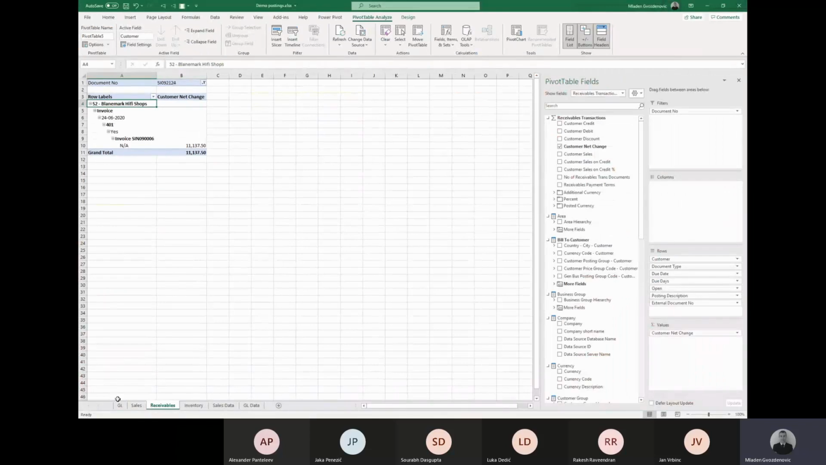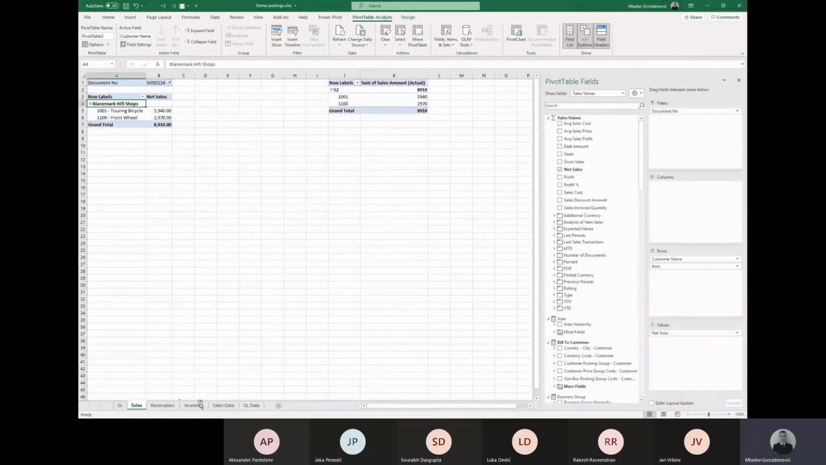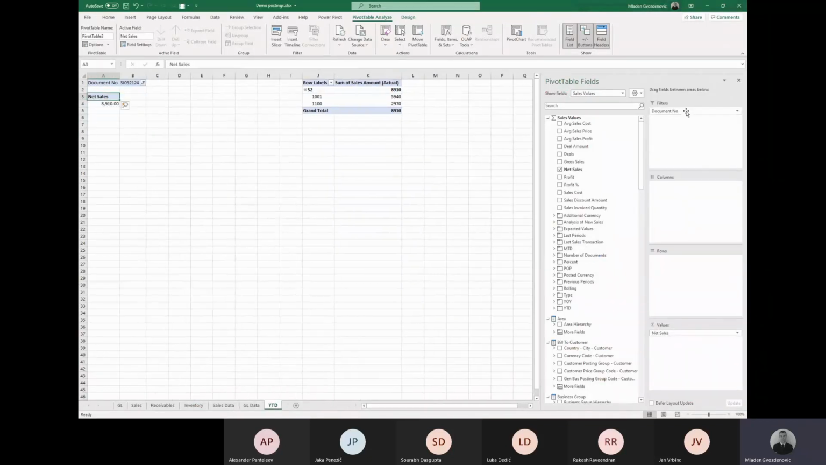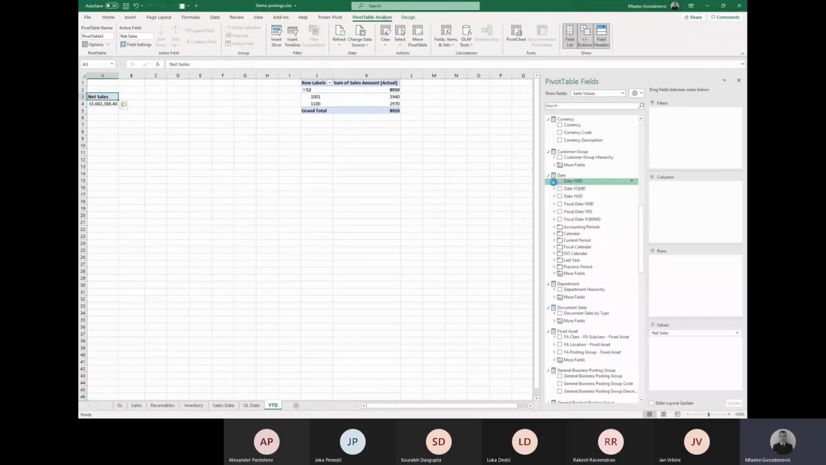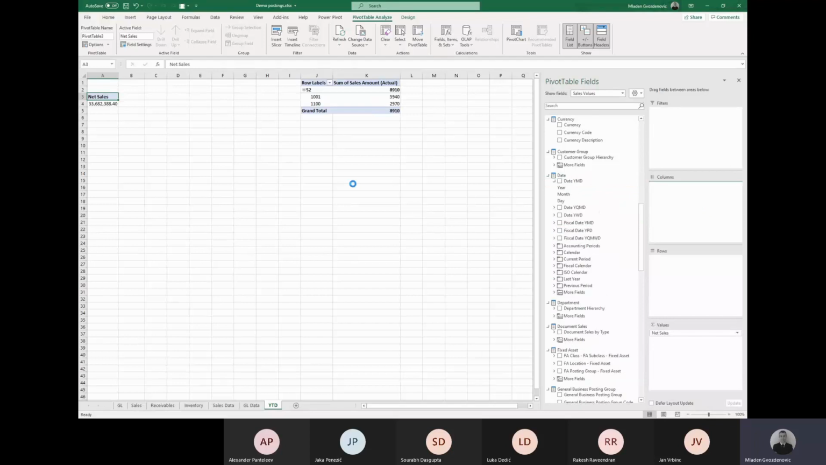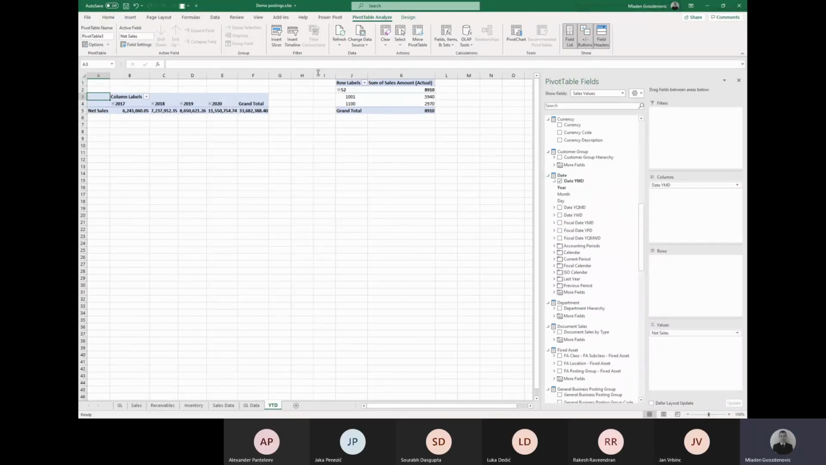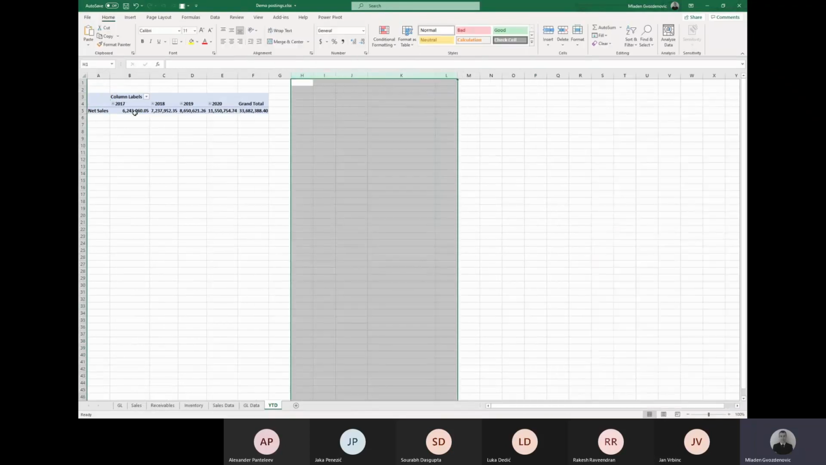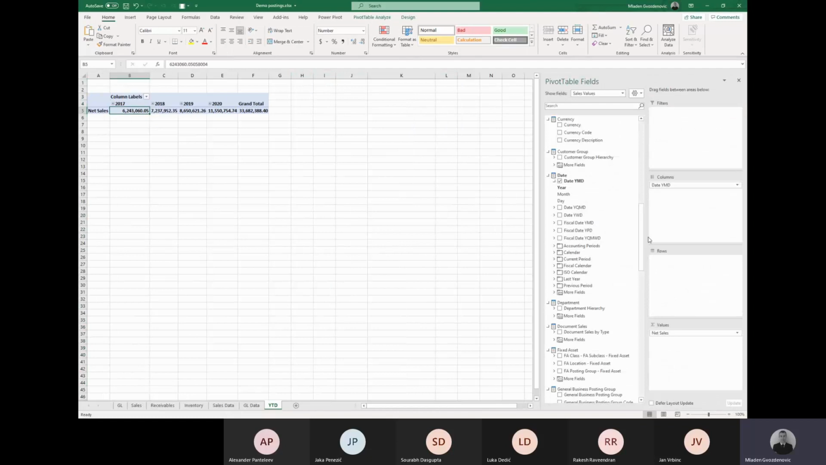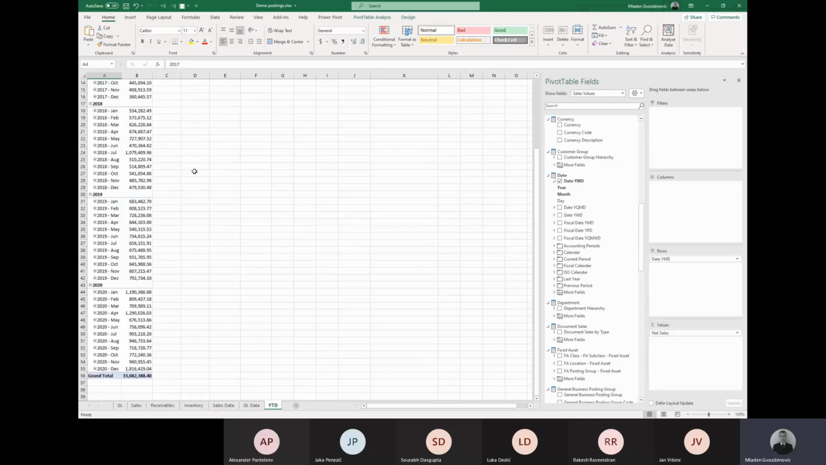We go back to our sales, and let's just copy this and just say year-to-date. We are going to look into the net sales. So we are dropping now customers and document, and we are replacing this by year. So we could bring in year in the columns. I'll just remove this also. And we are going to bring periods here. So if I would expand this, I have this information.